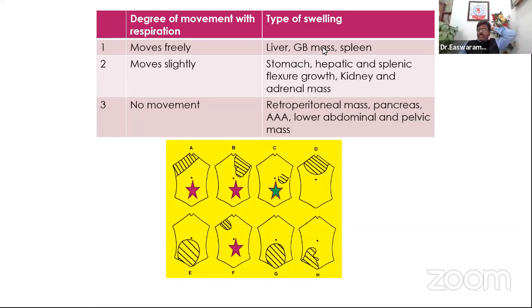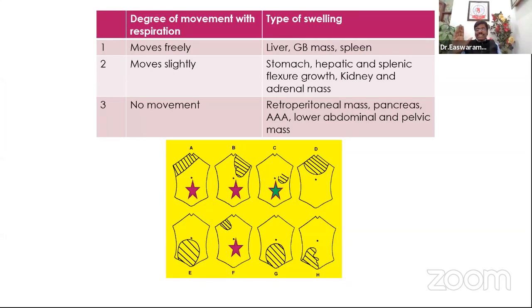Which are the masses that move, but not convincingly, that is, move slightly with respiration? Very important: you may say a kidney. Of course, and to some extent, not always, stomach, and hepatic and splenic flexure growths in the large bowel. The large bowel as such does not move, like a transverse colon mass, which has no movement at all. But if they are hepatic flexure and splenic flexure tumors, sometimes they can move. And the adrenal, because of its attachment to the kidney.